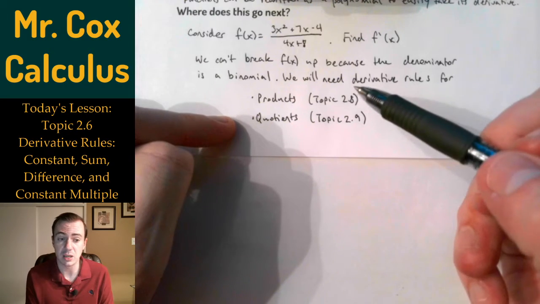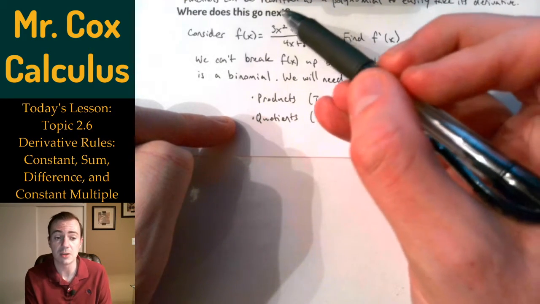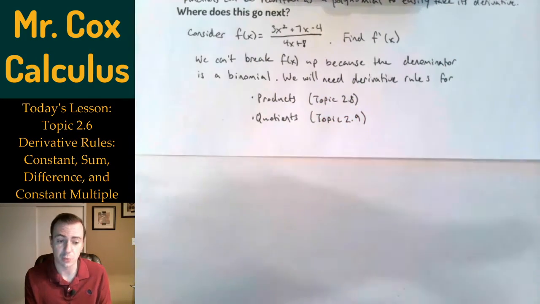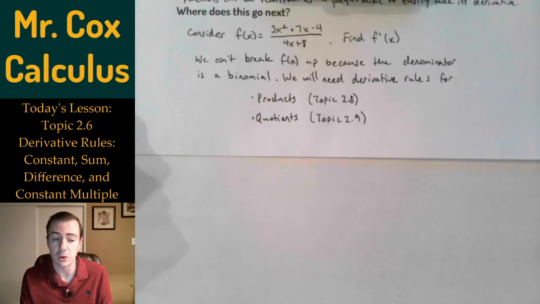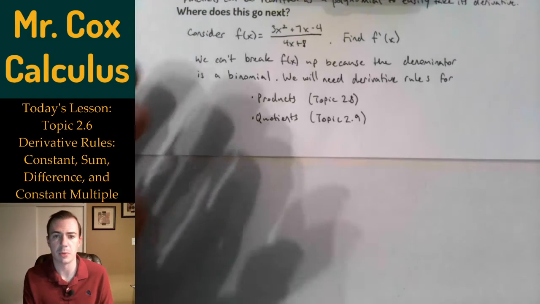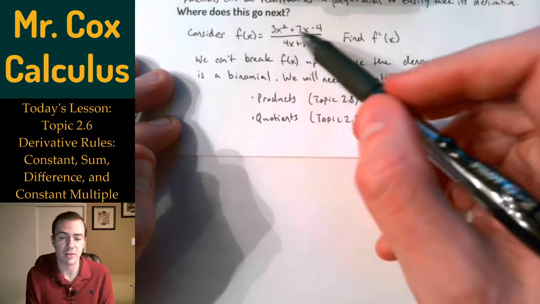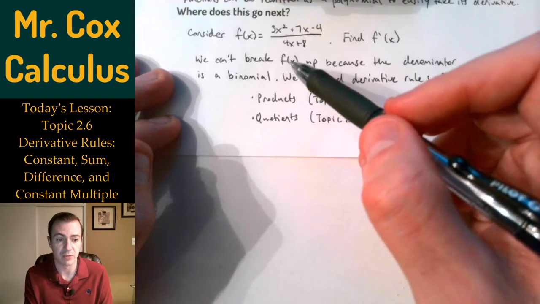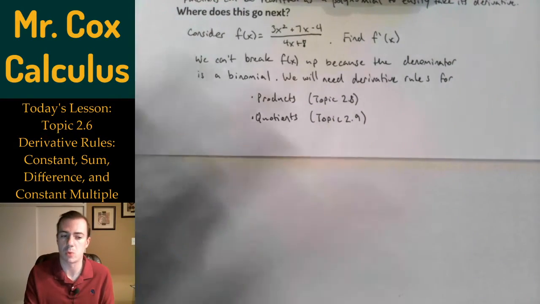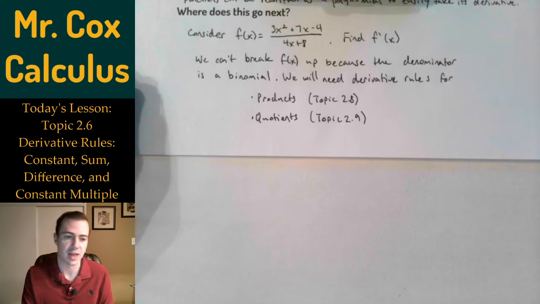It is going to involve us being able to take the derivative of the numerator. So we're going to have to be able to use those rules that we learned today. But it is not as simple as just saying the derivative of the numerator divided by the derivative of the denominator. The rule is a little bit more complex than that, and we'll cover that here in a future topic.